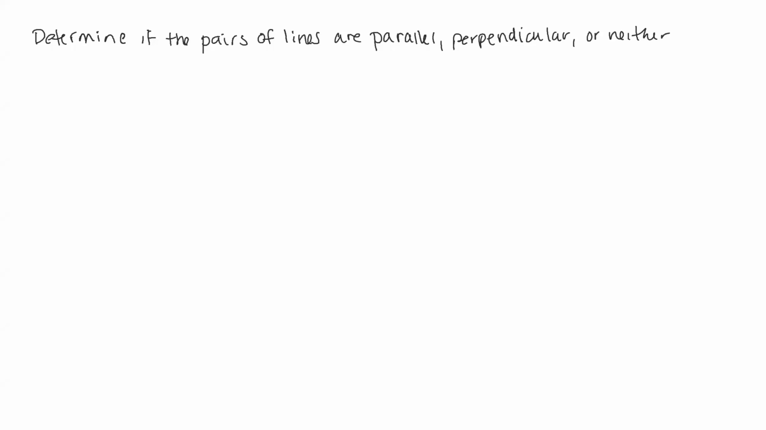So let's look at the first example. So for the first example, I have 4x plus y is 1. And then I have x minus 4y is negative 8. So what I'm going to do is I'm going to take both equations, I'll solve them for y, and then we can compare the slopes, okay?